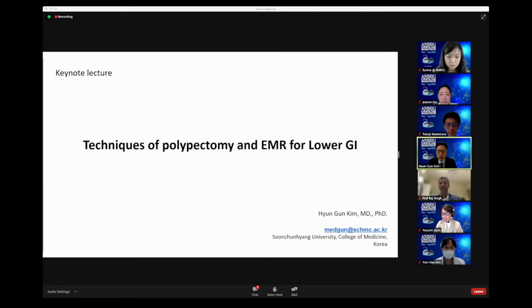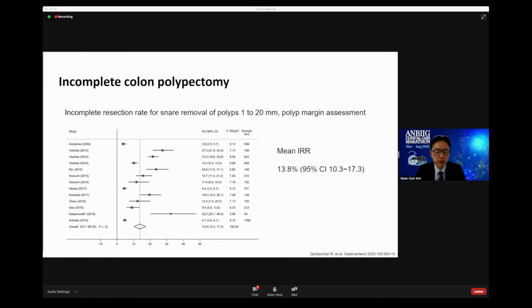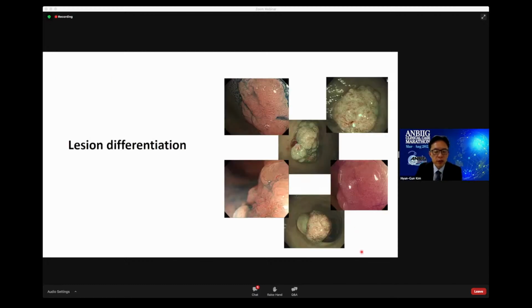So I will start the keynote lecture about colon polypectomy and EMR techniques. Actually, I have only 10 minutes, so my talk is mainly about recently published studies in relation to current guidelines of colon polypectomy and EMR. Our recent meta-analysis reported 14 percent incomplete resection rate on the margin assessment after colon polypectomy. Considering the incomplete resection rate, lesion differentiation for selection of the optimal procedure is very important and essential.